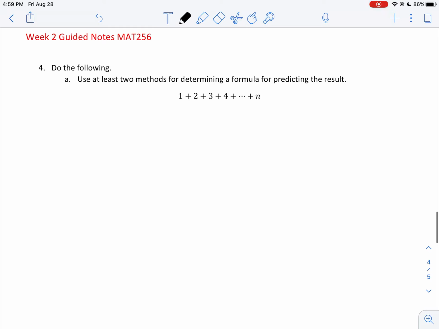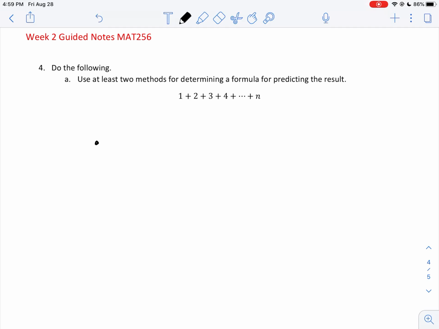Moving on, number 4 here in our list: use at least 2 methods for determining a formula for predicting the result. Okay, so now we're adding 1 plus 2 plus 3 plus 4, and we're ending at n. So what does that even mean? I'm about to make a list of numbers known as the triangular numbers.